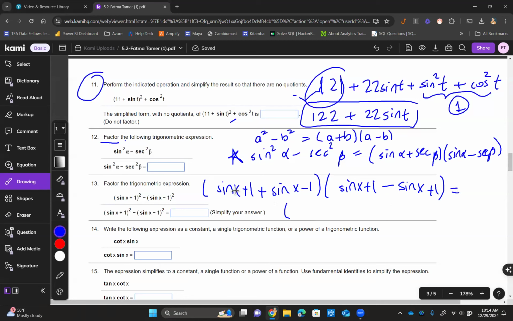When I simplify, sine x plus sine x is 2 sine x, and positive 1 and negative 1 cancel out. In the second parentheses, positive sine x and negative sine x cancel out, and I get 1 plus 1, which is just 2. When I multiply these two things, my answer becomes as simple as 4 sine of x for number 13.